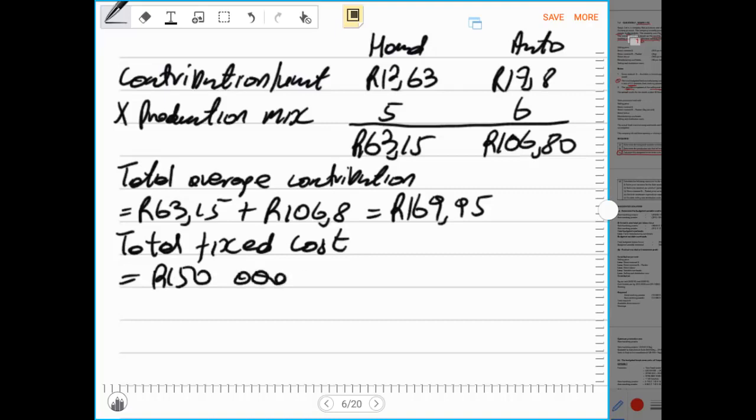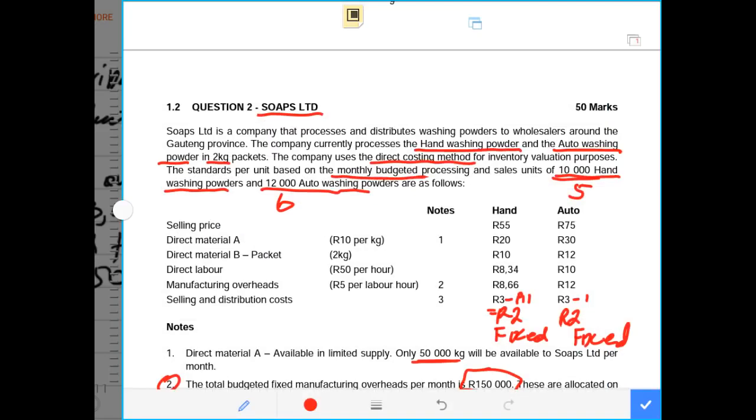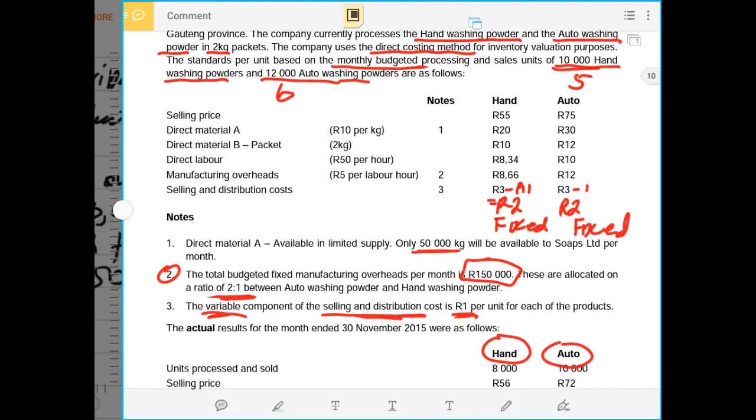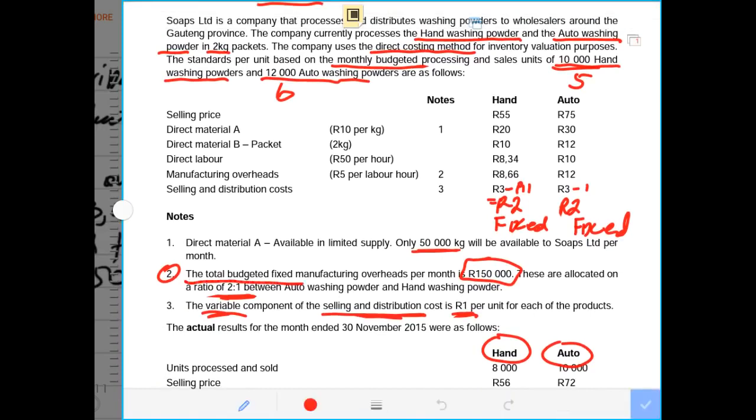150,000 was given to us. They told us very clearly that our fixed manufacturing overheads is an amount of 150,000 rands. That was given to us. We don't need to split it now in that ratio of 2:1, not yet. And they said variable selling and distribution, 1 rand is variable. So if 1 rand is variable, that means 2 rand will be fixed.